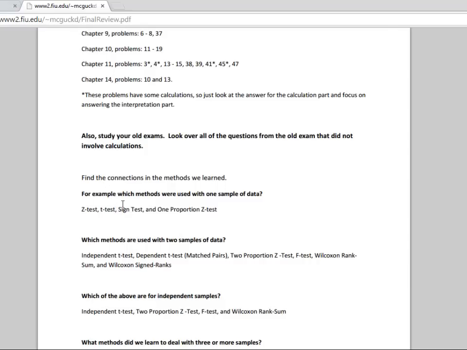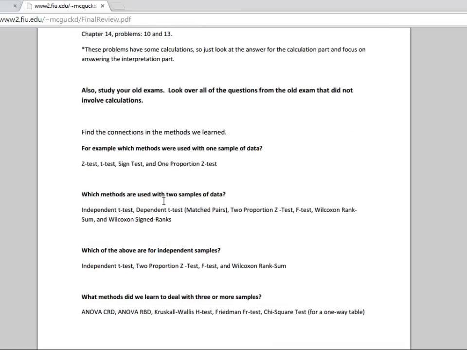So for example, it says, which methods were used with 1 sample of data? Z-test, t-test, sign test, 1 proportion z-test, right? Which methods are used with 2 samples of data? Well, independent t-test, dependent t-test, 2 proportion z-test. Then you had the f-test, the compare variances, the Wilcoxon rank sum, and the Wilcoxon signed rank, which are just the non-parametric versions of these procedures, right?